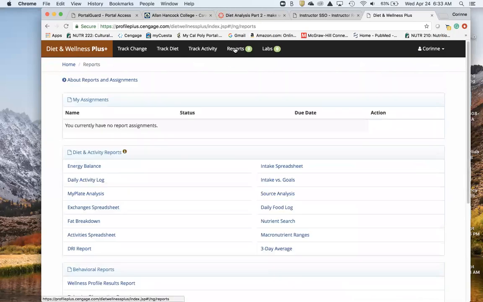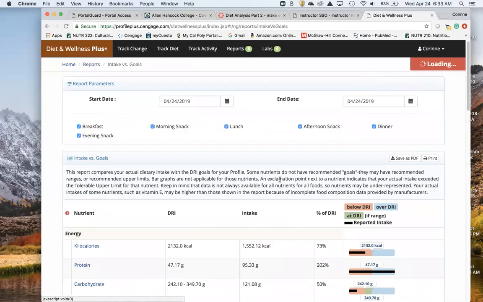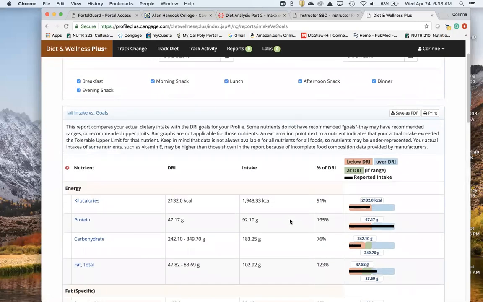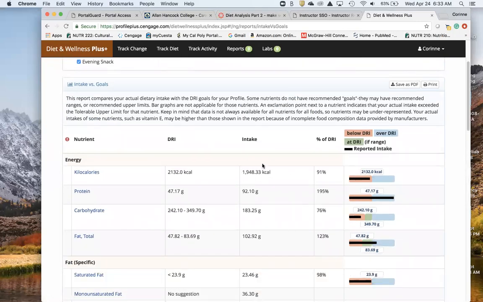And now I'm going to go back to the reports, go to the intake versus goal, and you see it's changed. So now I'm meeting my calorie goal because I'm within 250 calories of it. I still have way too much protein, which is kind of annoying. So I'm going to have to work on that.